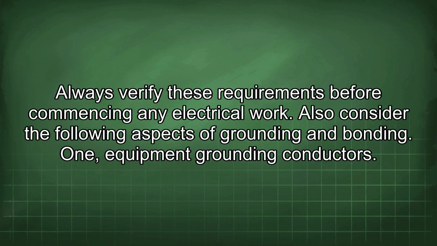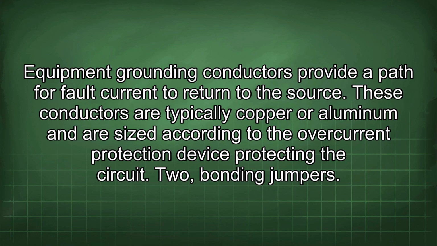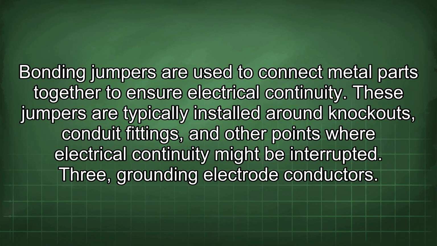Also consider the following aspects of grounding and bonding. 1. Equipment grounding conductors. Equipment grounding conductors provide a path for fault current to return to the source. These conductors are typically copper or aluminum and are sized according to the overcurrent protection device protecting the circuit. 2. Bonding jumpers. Bonding jumpers are used to connect metal parts together to ensure electrical continuity. These jumpers are typically installed around knockouts, conduit fittings, and other points where electrical continuity might be interrupted.